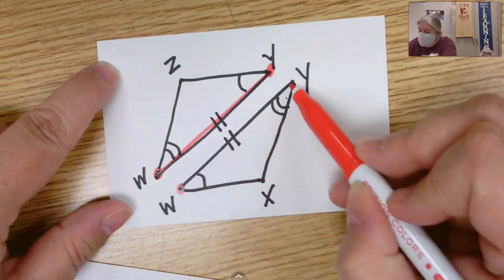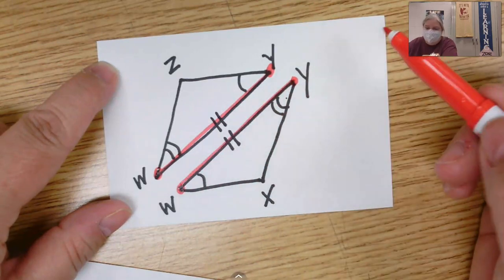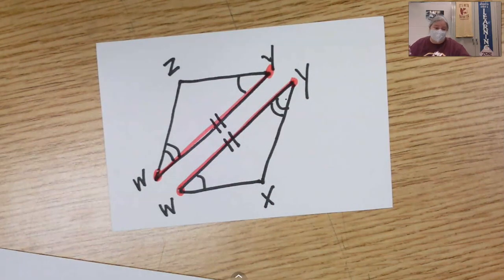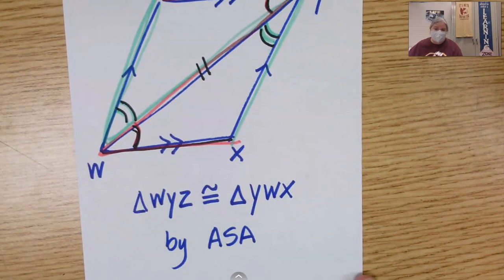Here's the vertex, here's the vertex. Trace your way from one to the other. Yes, this side, WY, is the included side in both triangles. So I can say that triangle WYZ is congruent to triangle YWX by angle-side-angle theorem.